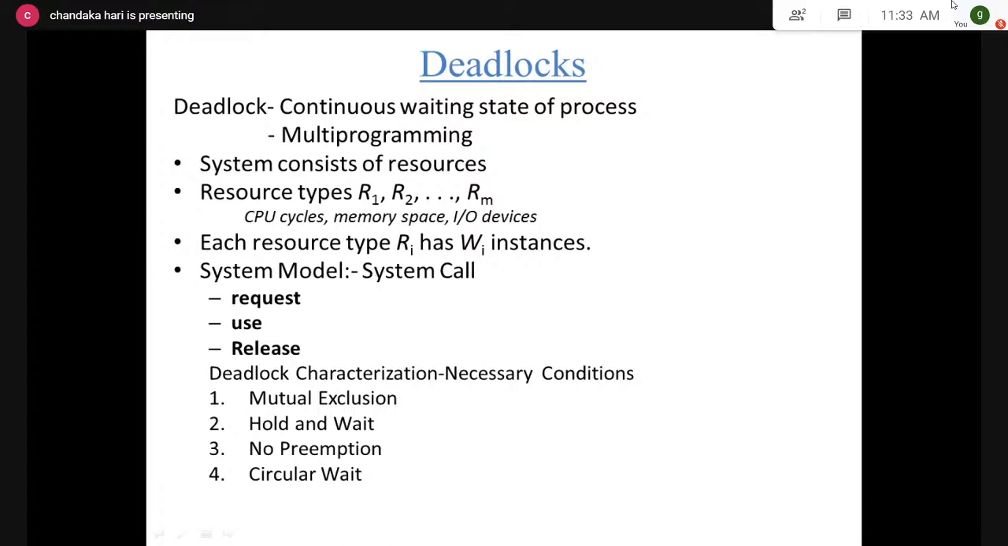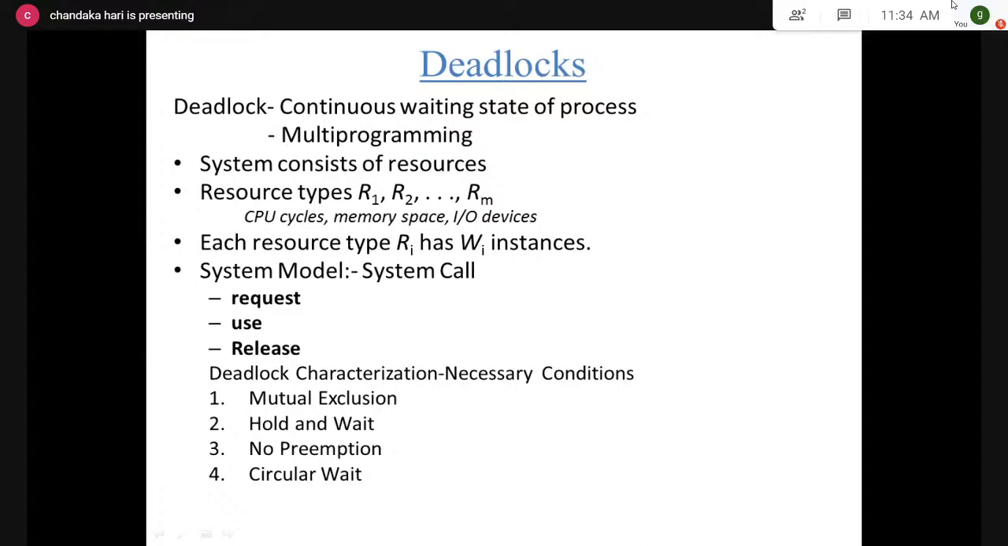At time T0, process P1 makes a lock on the tape drive. At time T1, process P2 makes a lock on the printer. Now process P1 holds a lock on the tape drive and is waiting for the printer that is already held by P2. Similarly, P2 is holding the printer and waiting for the lock on the tape drive held by P1. Then both processes are not allowed to continue execution. Hence, this situation is called deadlock, and this kind is called deadlock with different resource types. Simply, a one-line answer for deadlock: a continuous waiting state of a process is known as deadlock.